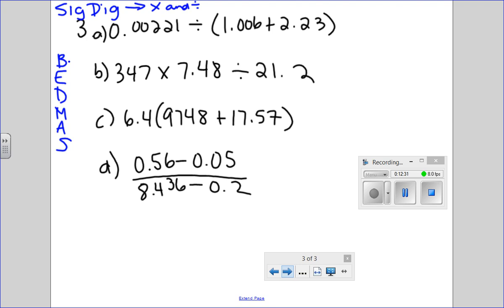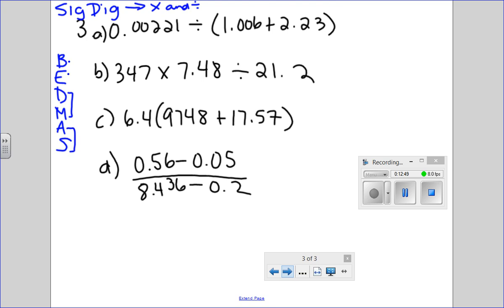The B stands for brackets. The E stands for exponents. The D and the M are division and multiplication, and they are equal to each other. It could go multiplication then division, or division then multiplication, and you would get the same answer.